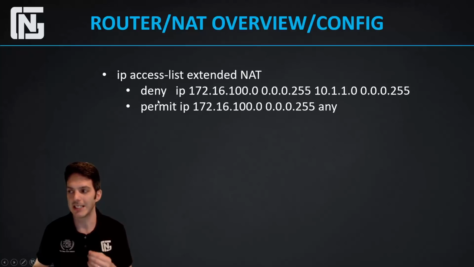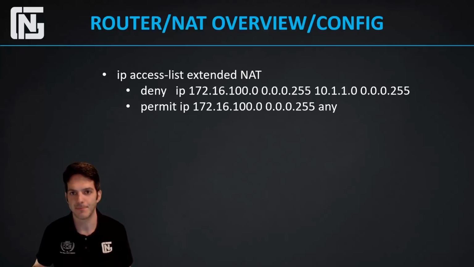Now, because it's a deny, it means it won't be NATable. If this is the transmission that you're sending, so from PC1 to server 1, it's going to match on this line, which means it will not be NATed. The next line below that is saying permit IP 172.16.100.0/24 to any destination. This will allow PC1 to be NATed to things like the internet and stuff like that.